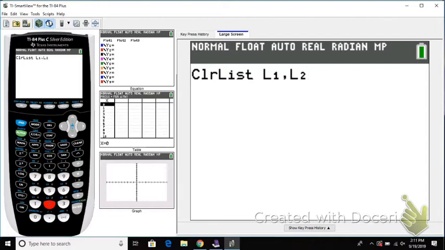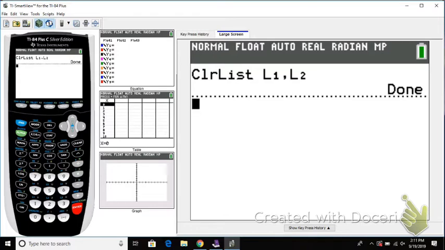Second, and then right now you can go with period. So Stat, clear list, L1, comma, L2, and then hit enter, and it should say done. Done. So it cleared your list, L1 and L2. Everybody good with that? I'll give Maya a minute to catch up.